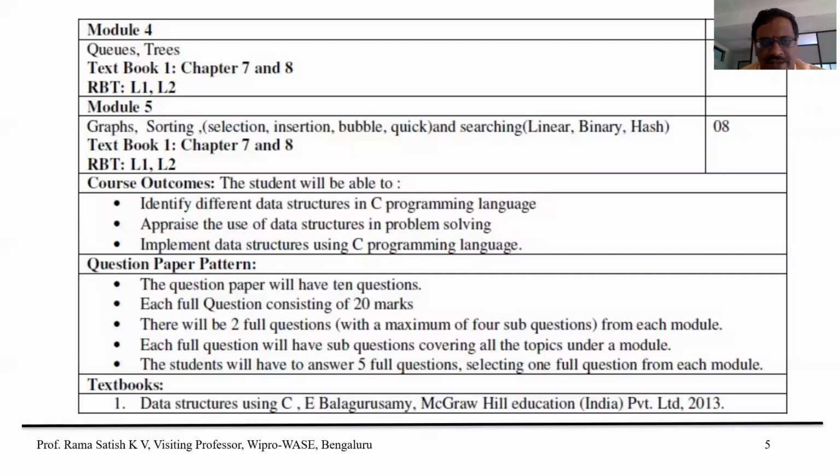And very efficient techniques of arranging data, we call it sorting. So we'll discuss selection sort, insertion sort, bubble sort, quick sort, and also searching techniques like linear search, binary search, and also hash search. We'll discuss all these things. It's really very, very interesting topics lined up.